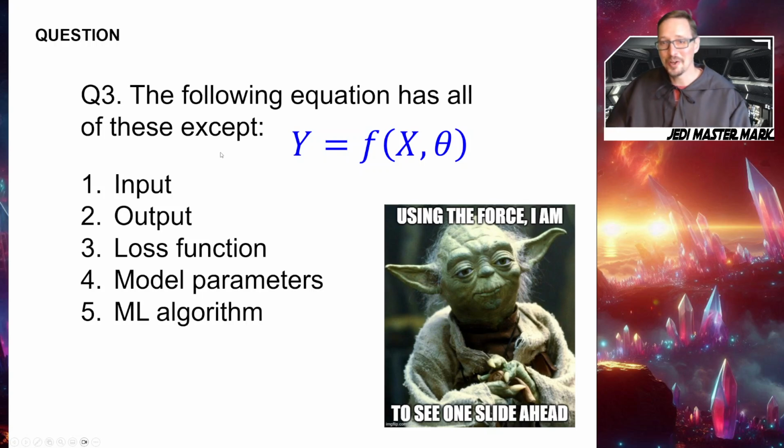So with that, here's just a question to test people on whether they've got an understanding of some of the different concepts that were presented here. The following equation has all of these except, so y is equal to a function of x and theta. Which one of these is not within this whole function? You can take a second, read through the different options, and try to understand which of these is not represented when it comes to making a new prediction.